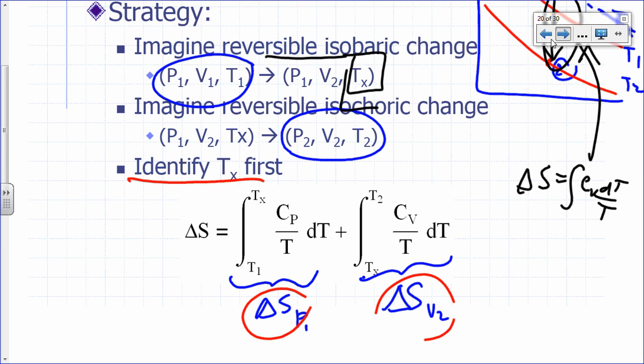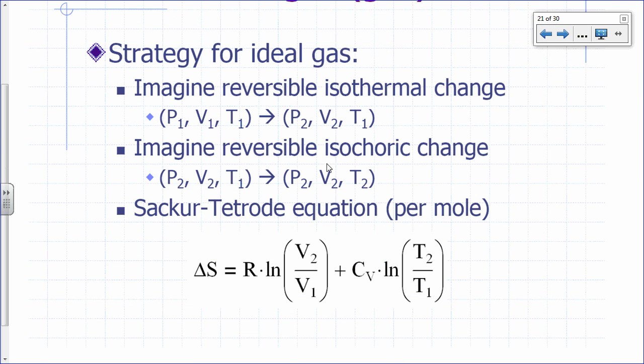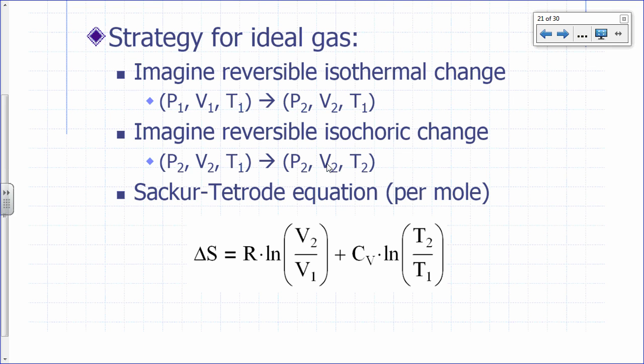Here's a simpler approach. Instead of going isobaric and then isochoric, you do isothermal first. You let your gas expand or contract, change your volume at constant temperature. And once you've changed your volume, all you have to do now is change your temperature.